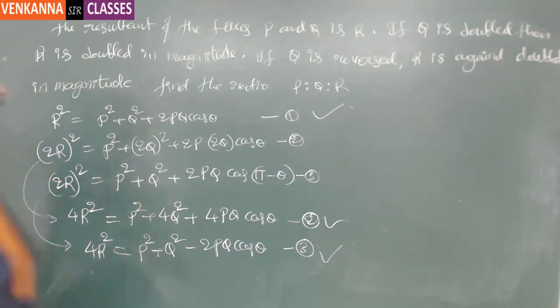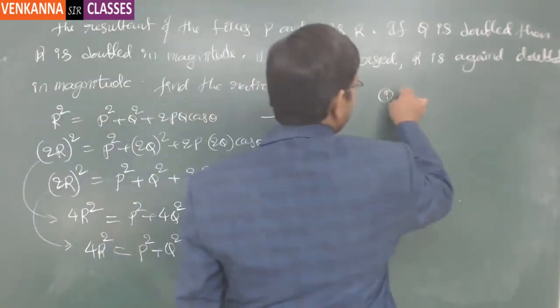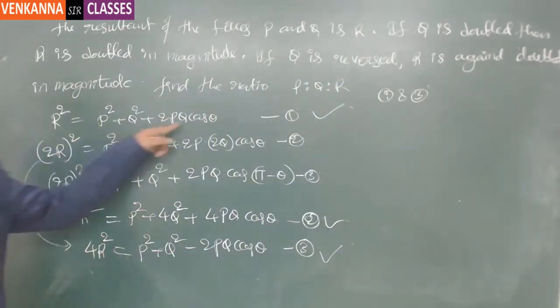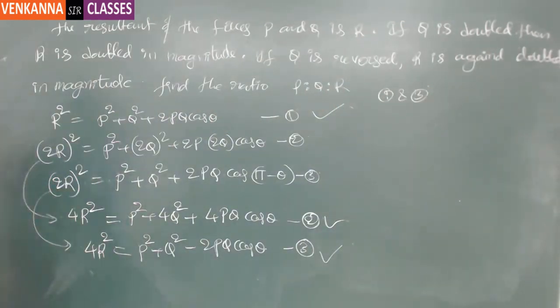Now let me solve this. From equation number 1 and 3: equation number 1 is r square is equal to p square plus q square plus 2pq cos theta. And the third equation is 4r square equal to p square plus q square minus 2pq cos theta. Right? So if you add these two equations, then 2pq cos theta will cancel out.